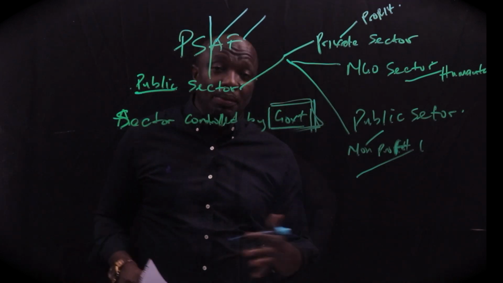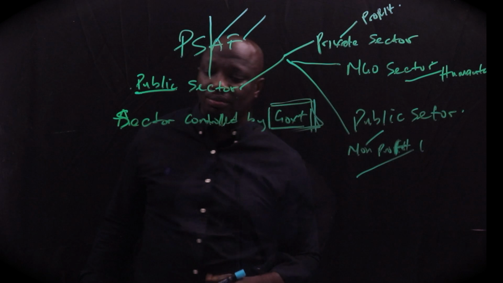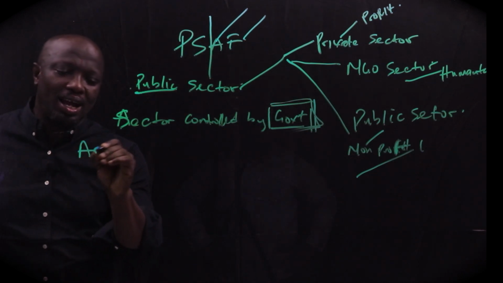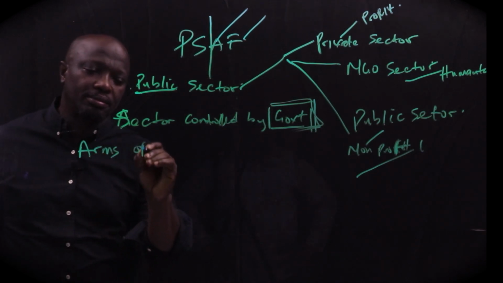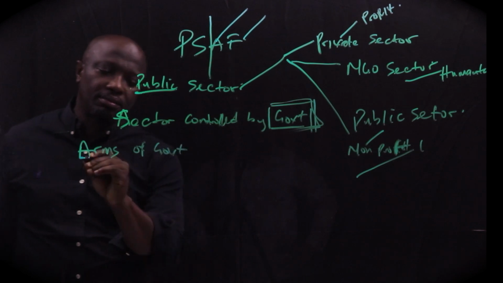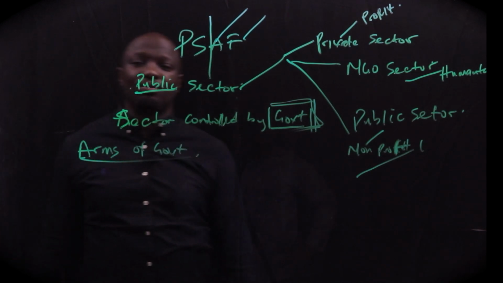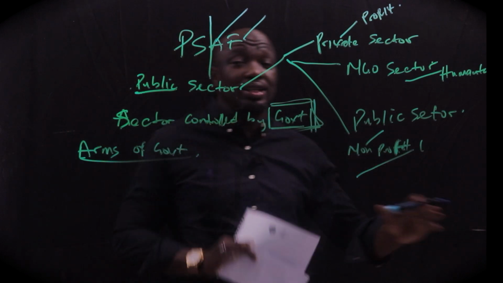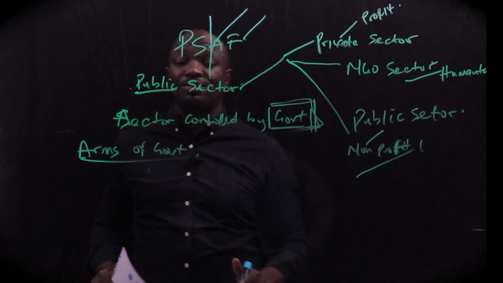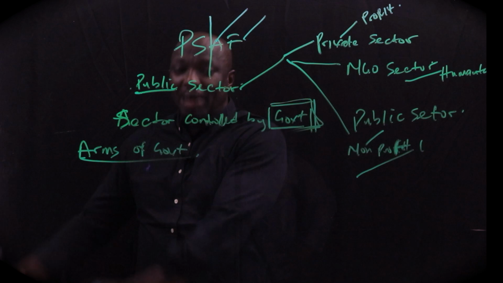Those things, going back to your basic classes of government, are things like the arms of government. What are those arms of government? Those are the various areas that government has formed to manage itself.